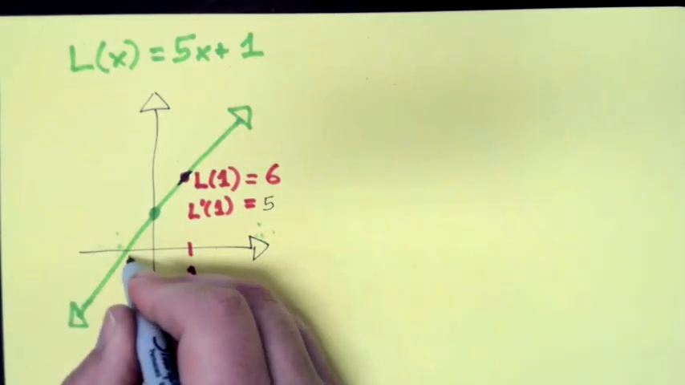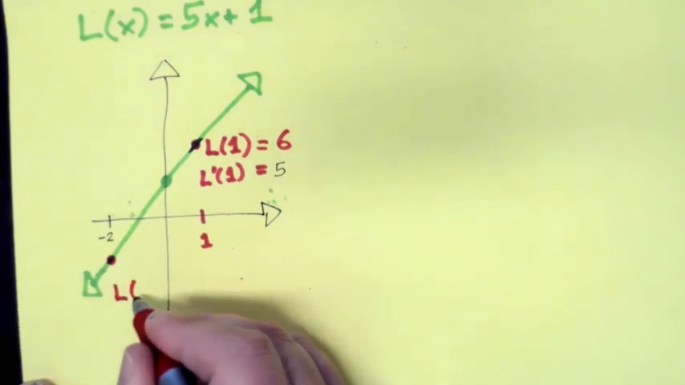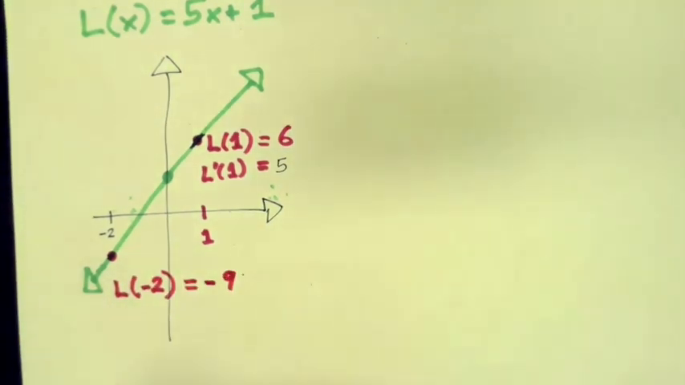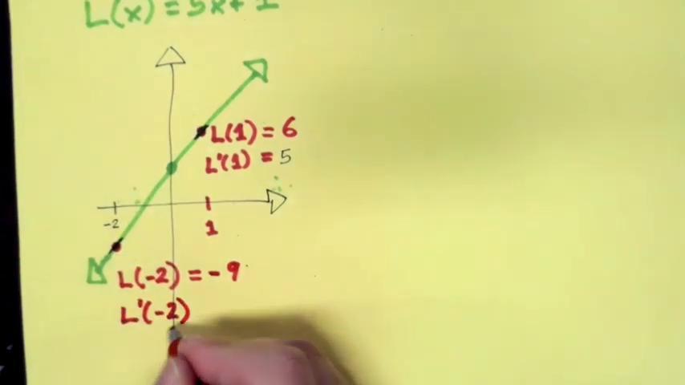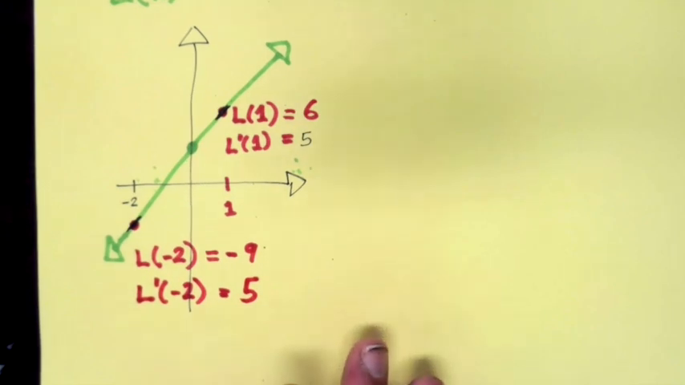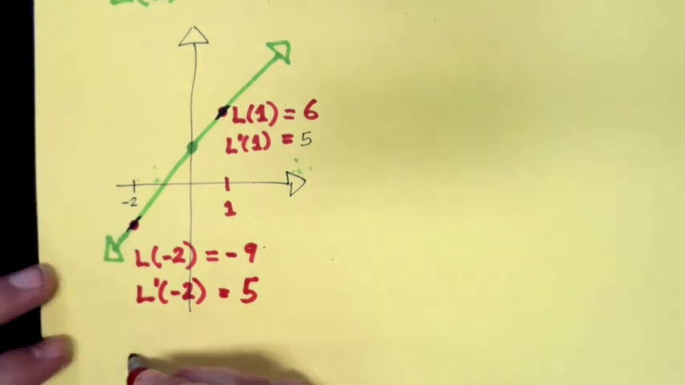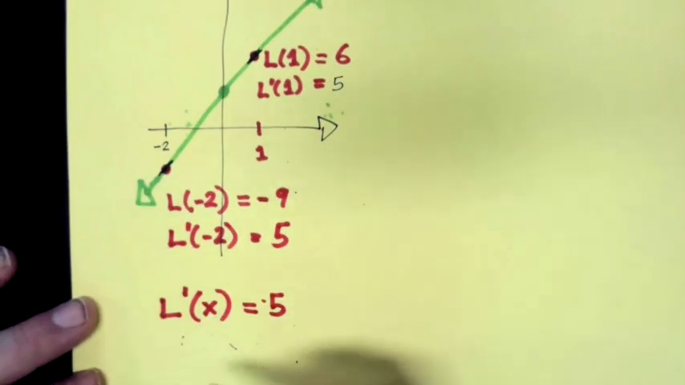Now, what about at x equals -2? What's L of -2? -9. What's L prime of -2? 5. Does it matter where you look on this curve? Will the slope ever change at any point? No, the slope will never change. So L prime of x will be equal to 5, no matter where the value of x is.